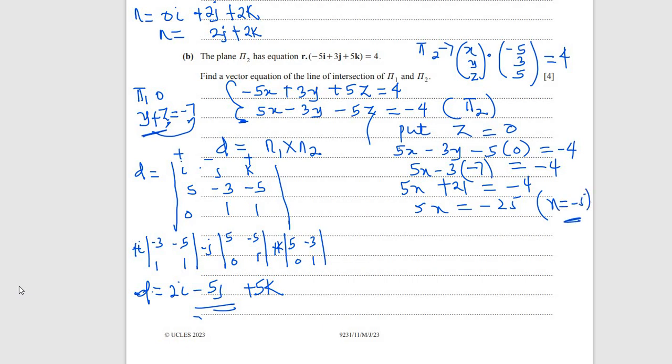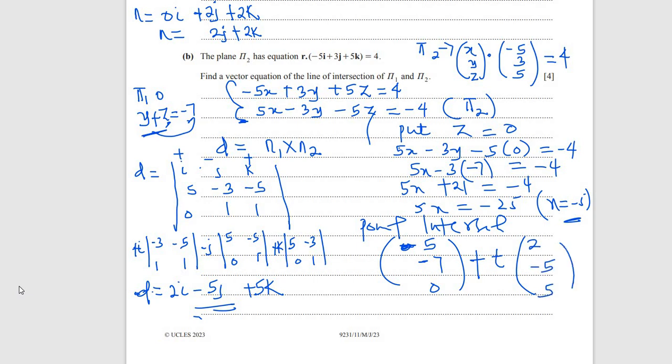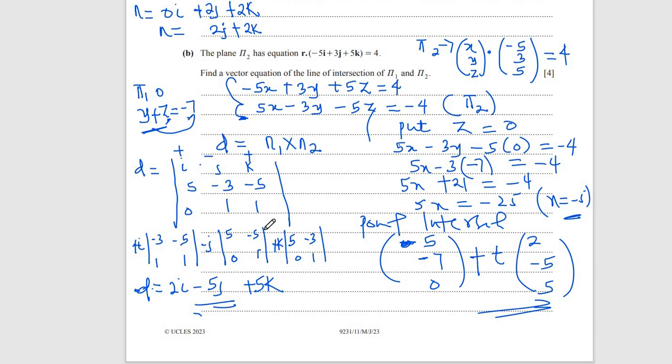So the point of intersection will be x is minus 5, y is minus 7, z is 0, in the direction of, you can use any, they've used lambda, they've used mu, let me use t, in the direction of 2, minus 5 and plus 5. This is the point of intersection of the planes in that direction.